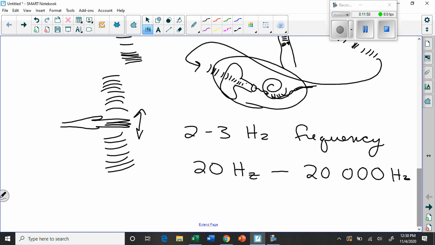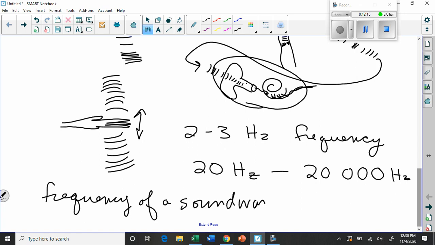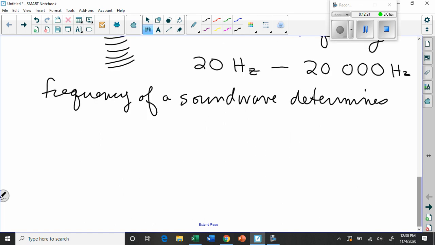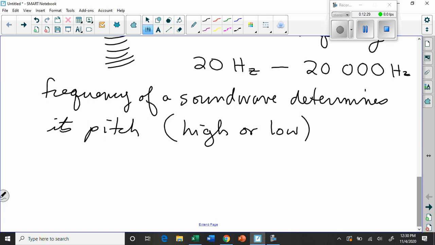For now, we just want to understand that the frequency of a sound determines how high or low it is. That's a very important thing. You'd want to write that down somewhere. The frequency of a sound wave determines its pitch. Pitch is the word we use to describe whether a sound is high or low. Okay? And the frequency of a wave can be found by looking at it fairly easily.